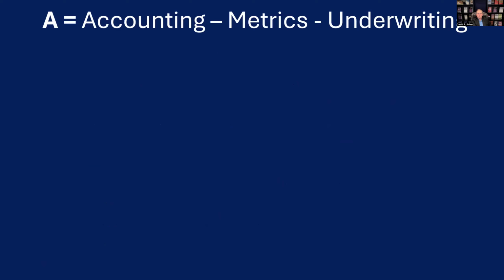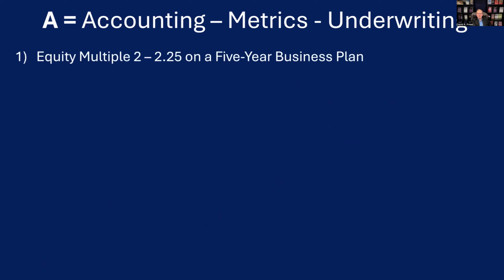Okay, accounting, metrics, underwriting. This is all the numbers and the nerd stuff that people look at. Equity multiple right now, this is as of 2025. You need to be looking at an equity multiple of 2 to probably 2.25. Might be a little better. I think if people are promising an equity multiple of 2.5 or higher, and it's not development, and we'll talk about that in a minute, I think they're over promising.